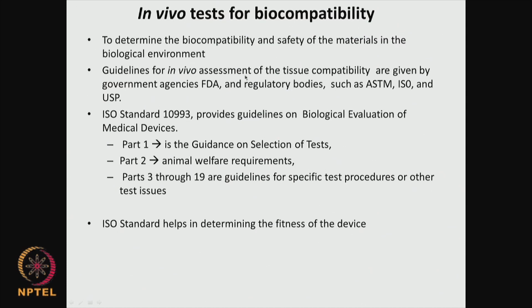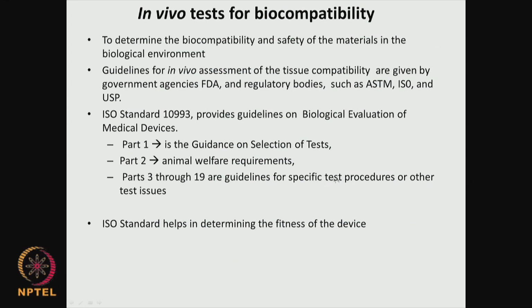There are many guidelines for in vivo assessment of tissue compatibility. FDA has some guidelines, and there are regulatory bodies such as ASTM, ISO, USP, which have many guidelines which tell you what types of tests you need to do when you are working with animals: biological evaluation of medical devices, guidance on selection of tests, animal welfare requirements, because when we carry out experiments with animals we have to follow a lot of animal welfare guidelines, and we have to abide by them. There are 19 guidelines for specific test procedures. So, all these guidelines we have to undertake, especially when we go into the animal studies.